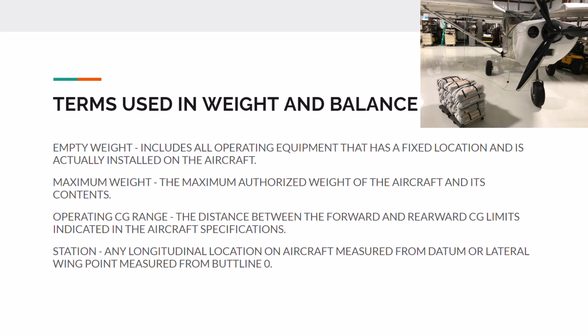Empty weight. Empty weight includes all operating equipment that has a fixed location and is actually installed on the aircraft. Maximum weight. The maximum authorized weight of the aircraft and its contents. Operating CG range. Operating CG range is the distance between the forward and rearward CG limits indicated by the aircraft specifications. Station. Any longitudinal location on the aircraft measured from the datum or lateral wing point measured from butt line 0.